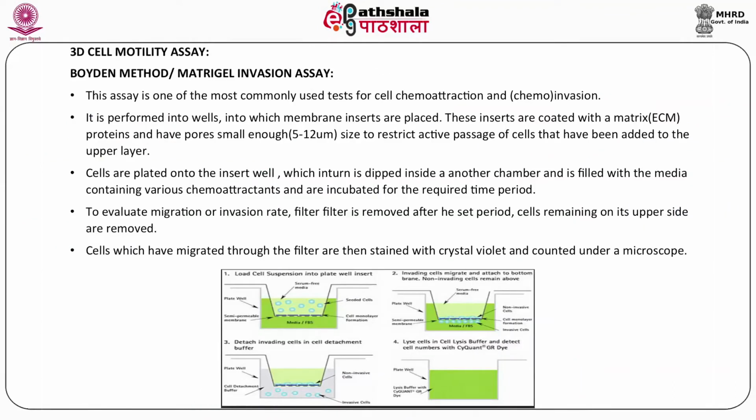Cells are plated onto the insert well, which in turn is dipped inside another chamber filled with media containing various chemoattractants, and are incubated for the required time period. To evaluate migration or invasion rate, the filter is removed after the set period, then cells are stained. Cells which have migrated through the filter are stained with crystal violet and counted under a microscope. Migration is defined as the percentage of cells passing through this filter.